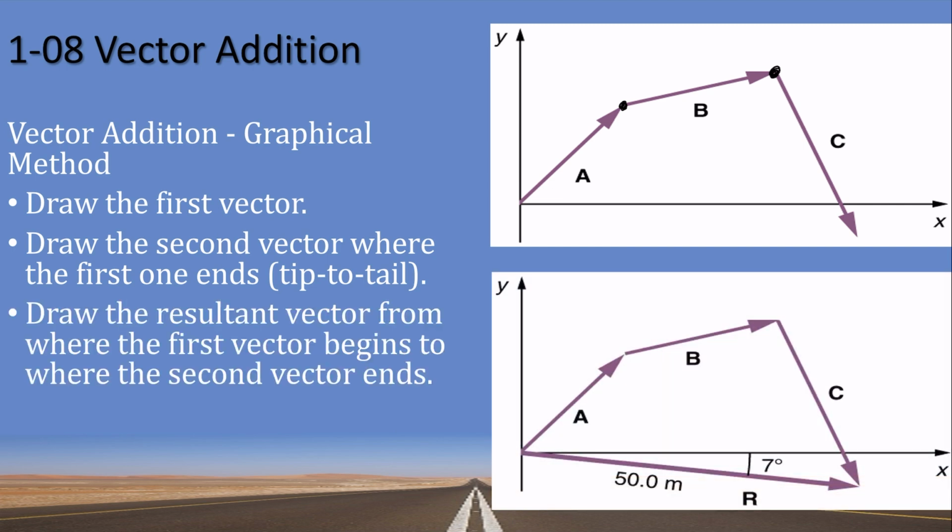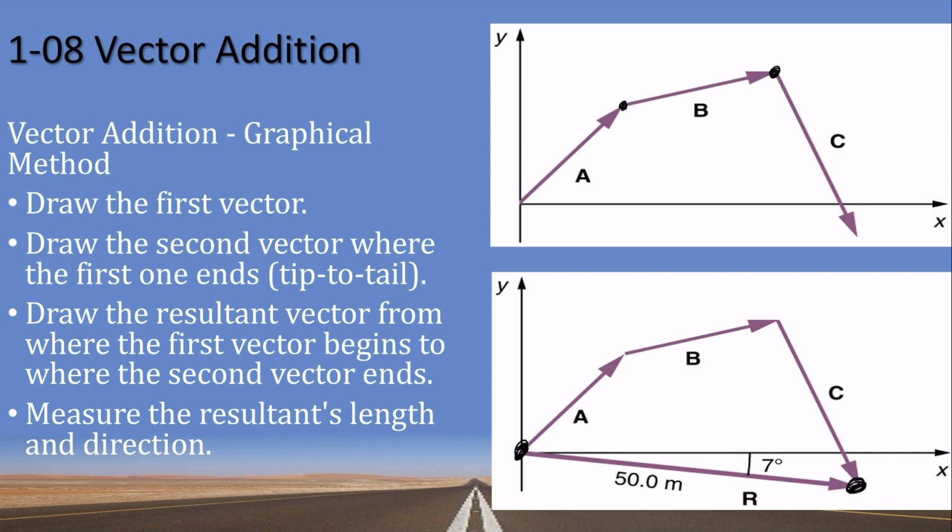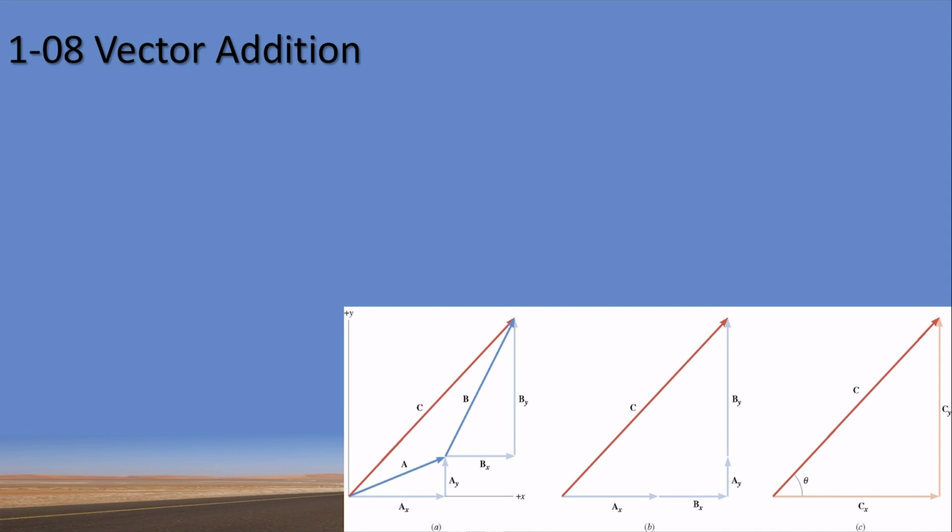The resultant vector goes from the very beginning to the very end. And that resultant is A plus B plus C. So then you just have to measure the resultant's length and direction. Some people don't like adding vectors graphically, though, because it takes a lot of effort to very carefully draw everything.